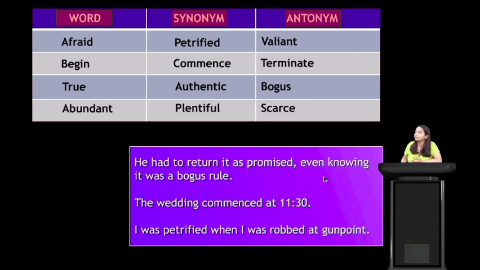Let's talk about sentences we can make using these words. He had to return it as promised, even knowing it was a bogus rule. Bogus means what? Bogus is the antonym of true. The wedding commenced at 11:30. Commenced is a synonym of begin, that means the same, to start. I was petrified when I was robbed at gunpoint. Petrified is a synonym of afraid, that means terrified.